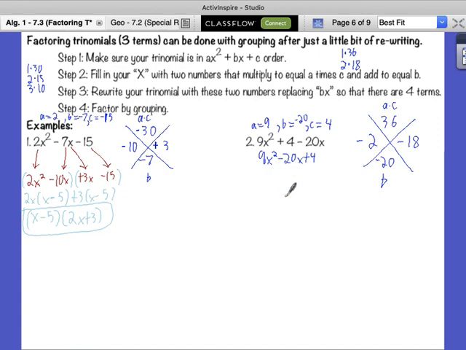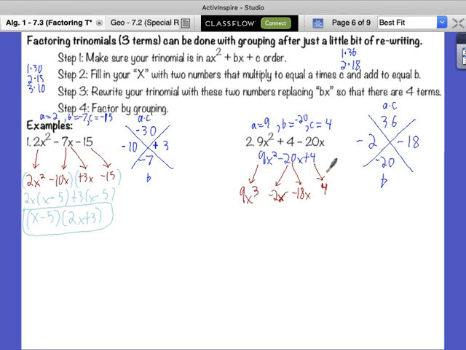So what is one term that stays the same? 9x squared stays the same. What is the other term that stays the same? Positive 4. Now what do we do with our middle term? Yeah, we split it into our negative 2 and our negative 18. Once again, it doesn't matter the order. And we call it a negative 2x and a negative 18x, because if we add these back up again, we have to get negative 20x. We have to get the middle term.